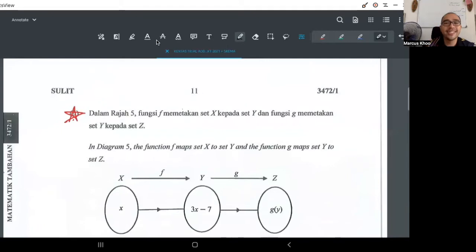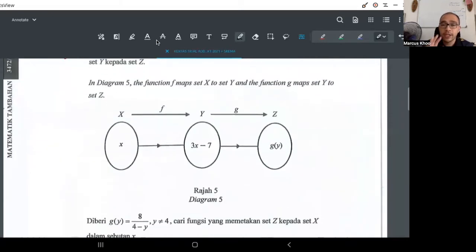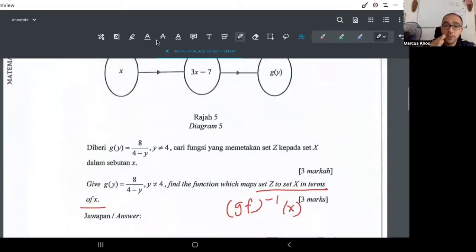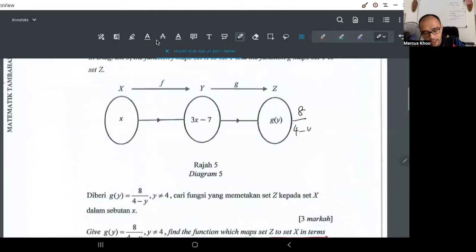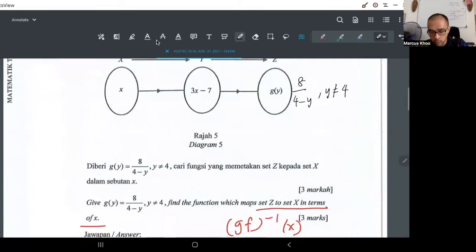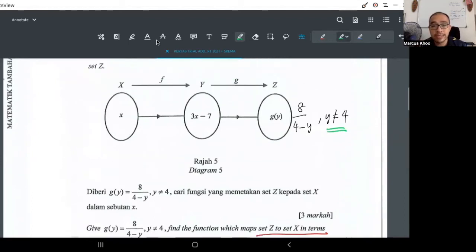But of course, the next question, okay, is the one that is very like, what? So strange. Okay, in diagram 5, the function f maps set x to set y, and the function g maps set y to set z. Okay, so you're given that g(y) equals to 8 over 4 minus y. Okay, so you're given over here, this is 8 over 4 minus y, and this is y is less than 4. It's not equal to 4. Okay, I hope you know why this has to be written. Okay, please go and revise again if you don't know. Now the question is, find the function that maps z to set x.